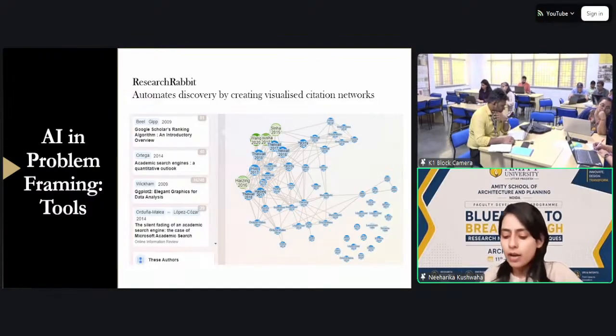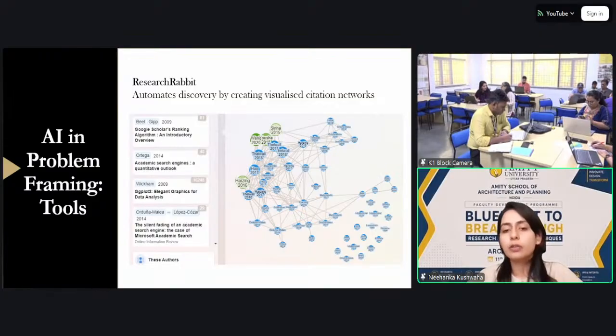We used to read the abstract. Okay, this abstract fits into my research. This is a paper I'll be taking in. This might be a secondary level paper for my research. Let's keep it in another folder, etc., etc. This is automatically done by Research Rabbit.